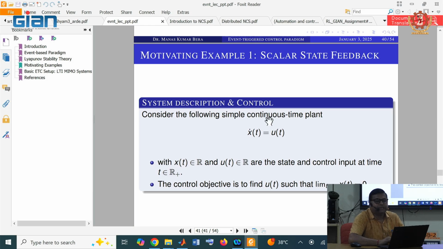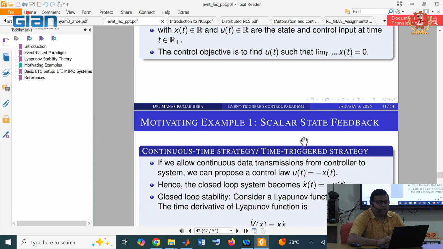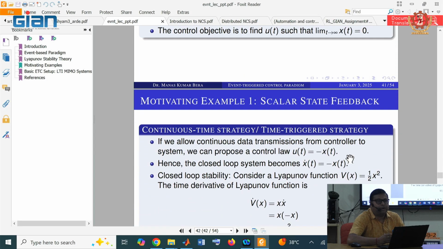Okay, so you see the continuous plant I have taken, that is x dot = u(t). It is a scalar plant. Now my objective is to stabilize this plant, to find a u such that I can stabilize this plant. Okay, so the simplest control will be u(t) = -x(t). I can choose the state feedback, that is -x(t). So what is the solution of this system?